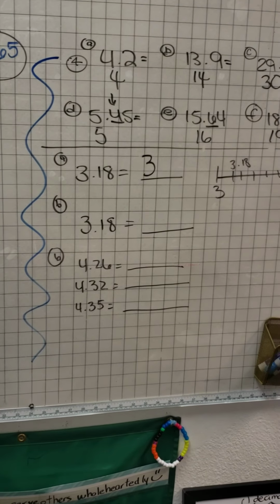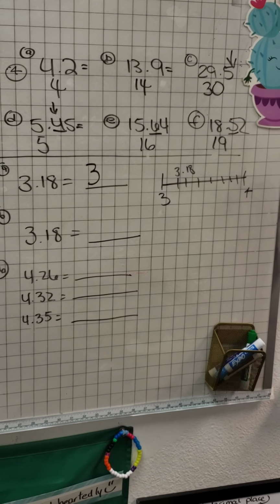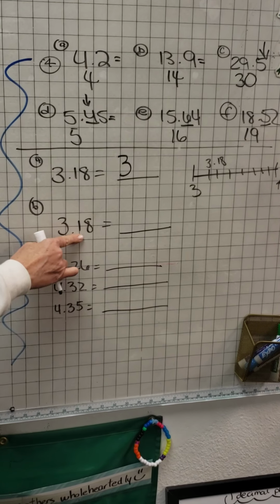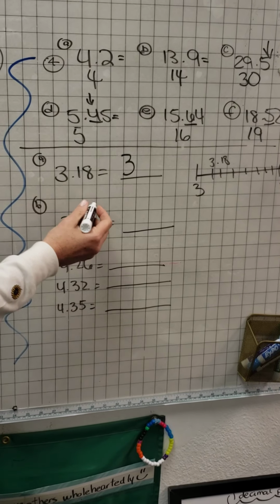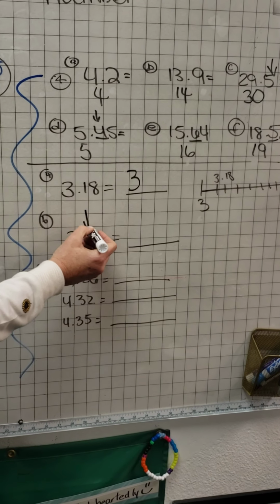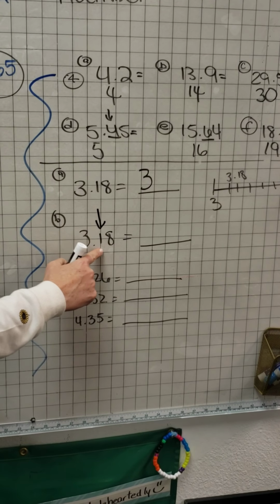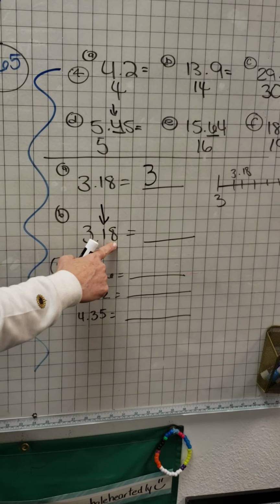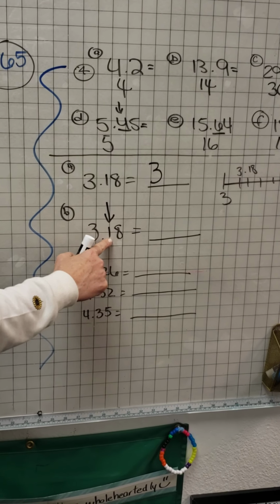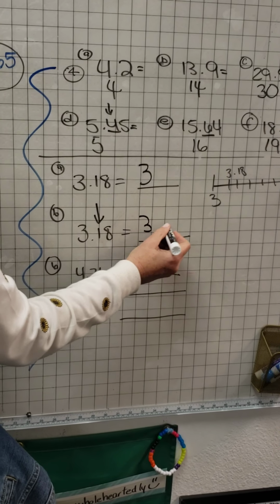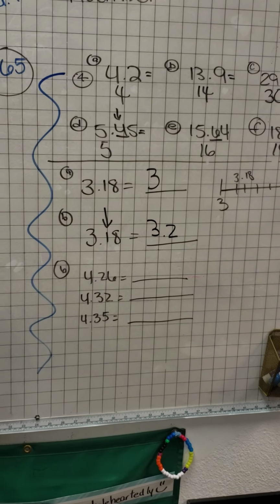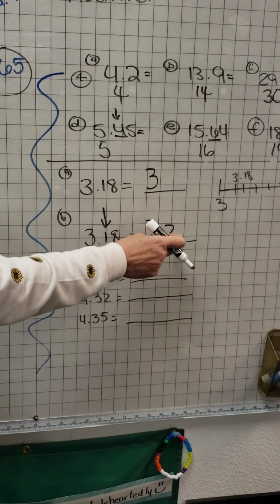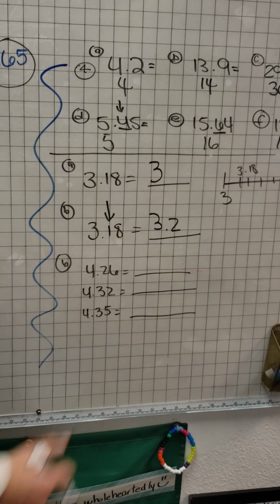Section B says round it off to 1 decimal place. So here's 1 decimal place, 2 decimal places. We're going to be rounding all of these to 1 decimal place. So I'm going to look to the right. This is an 8. 5 or more, let it soar. So this becomes 3.2. It goes up 1. And now we've rounded it to 1 decimal place. We're dropping that one off.